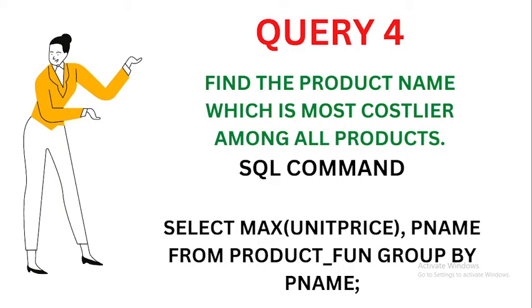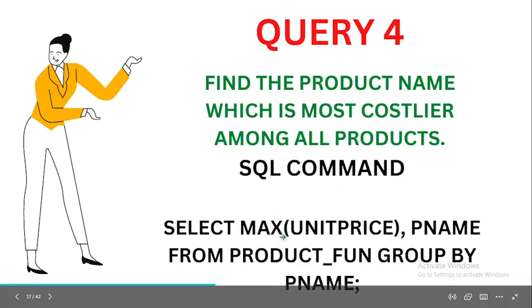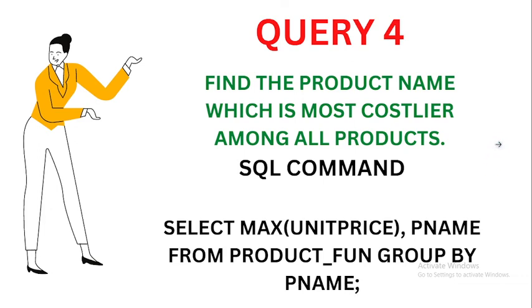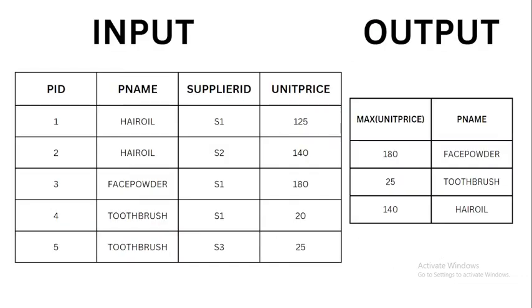Let's see another example. Here we need to find the product name which is the costliest among all the products. Again we have to name the product along with the cost associated with it, provided the cost is more compared to others. So again we have to use a group by clause. Let's see how we are going to use it. Select max on the column name, that is unit price, comma p name because we want the product name also as an output, from table name which is product_fun, group by product name. Let's see what the output of this will be.